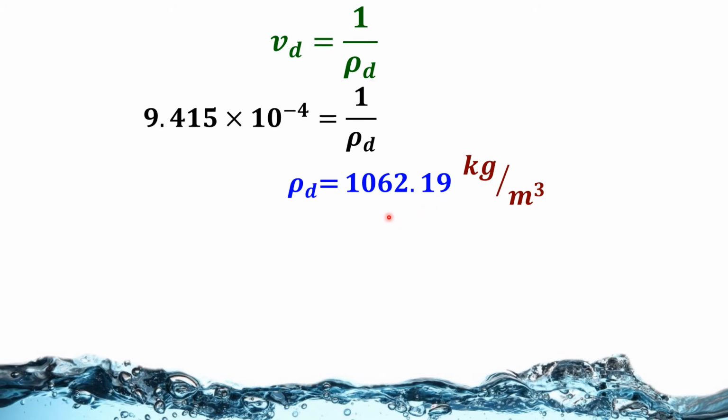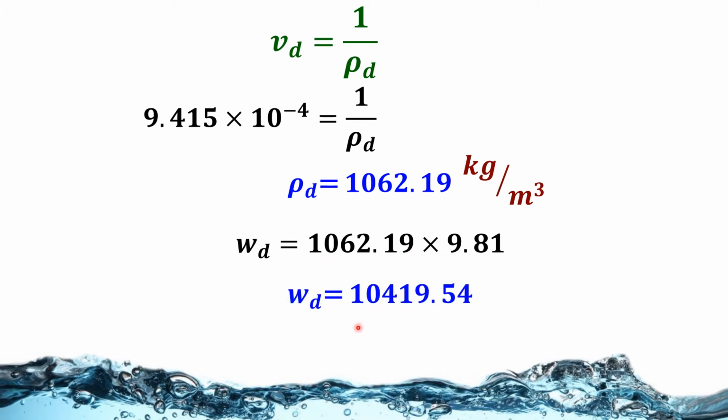Therefore, we are going to substitute this rho value over there to get Wd is equal to 1062.19 into 9.81. We get Wd is equal to 10419.54 Newton per meter cube.